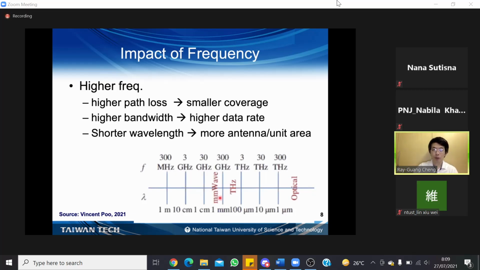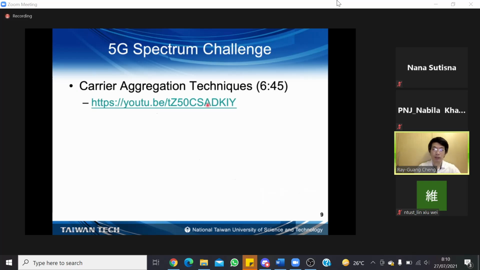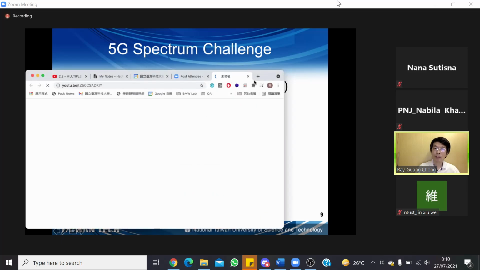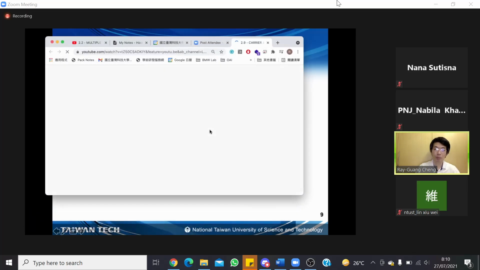So we have mentioned if you want to have diversity gain, your antenna separation should be greater than half lambda. So the lambda will affect the number of antennas per unit area. So one of the challenges for 5G is the bandwidth. So let's see how 4G deals with the bandwidth problem.